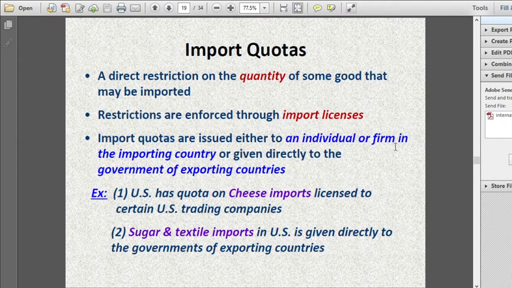Next, import quota. So, import quota, it is a direction or restriction of quantity of some goods that can be imported. Restriction are enforced through import licenses. Import quota are issued either to individual or firm in exporting country or given directly to the government of exporting country. Example, United States has quota of cheese import license to U.S. trading company. Or sugar and textile import in US is given directly to government to exporting countries.